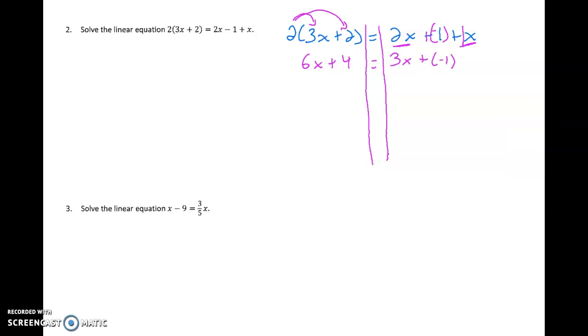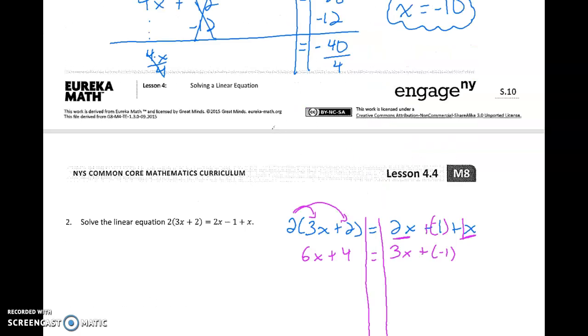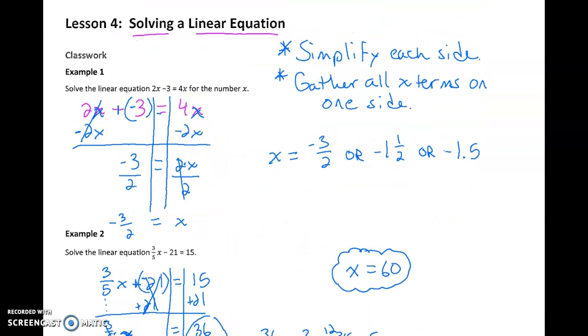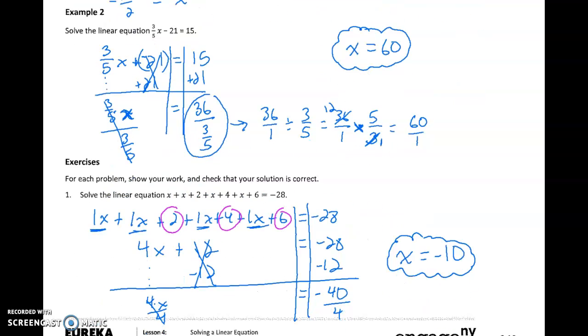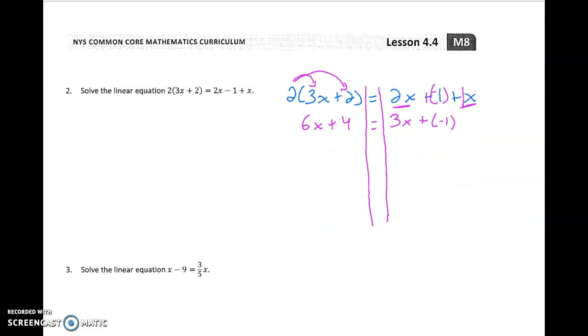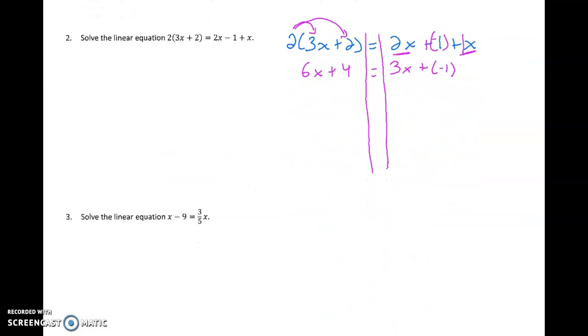All right, so now I've simplified each side. Now we're going to do that second step here. We're going to gather all our x terms on one side. It doesn't matter which way you move things. It's an equal sign, so it'll work.